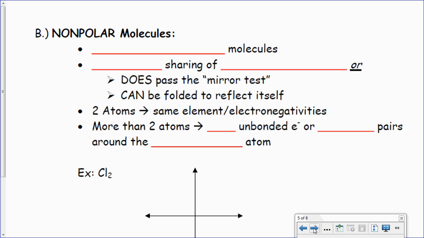Nonpolar molecules are the opposite side of the story. We have symmetrical shapes with equal sharing of the electrons. That does pass the mirror test. They can be folded in on to reflect itself, and it's when 2 atoms have the same or almost the same electronegativities. And with more than 2 atoms, we've got no unbonded or lone pairs of electrons around the central atom.